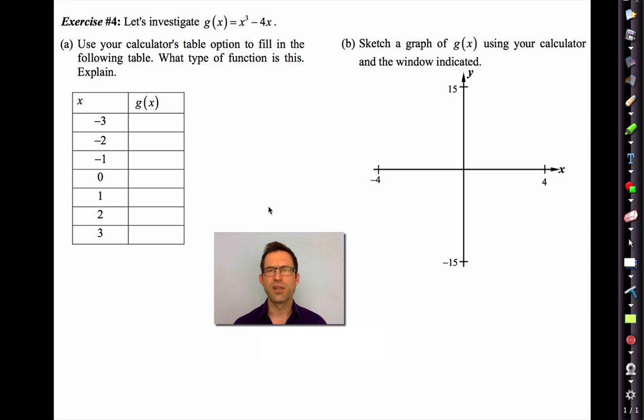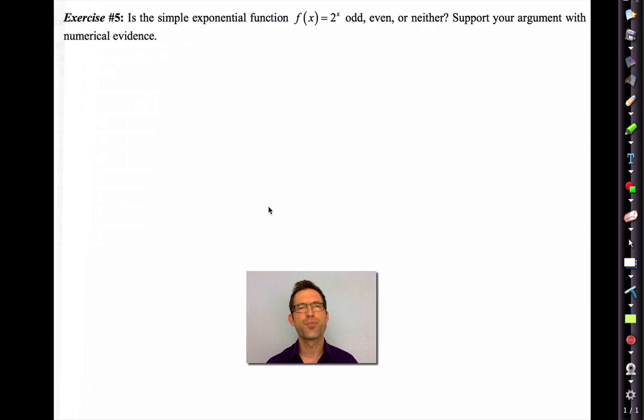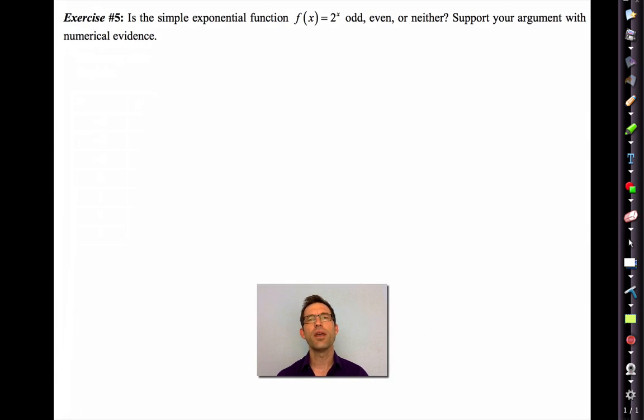All right, one last little problem. Exercise 5. Is the simple exponential function f of x equals 2 to the x odd, even, or neither? Support your argument with numerical evidence. All right, numerical evidence. Well, pause the video now and play around with this. How would you show whether it was odd, even, or neither?